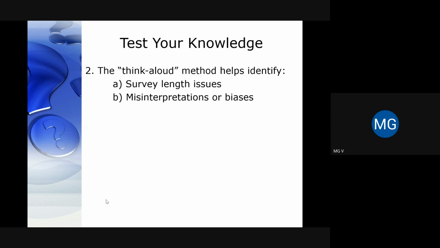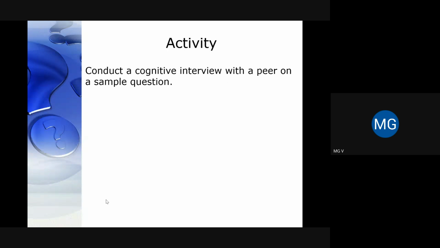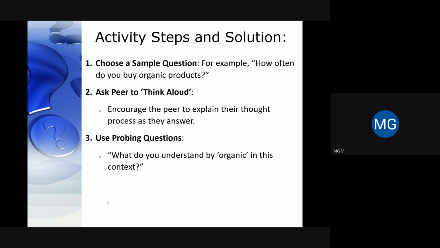The think aloud method helps identify surveillance issues or misinterpretations or biases. B. Right, it is B, misinterpretations or biases. Now we can conduct a cognitive interview with a peer on a sample question. We can choose a sample question, for example, how often do you buy organic products? So ask peers to think aloud. This we can do when we are in a face-to-face situation or on a video call. That can be another option, or an audio call, right?